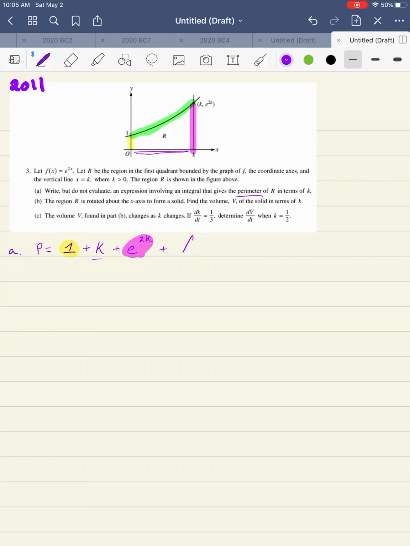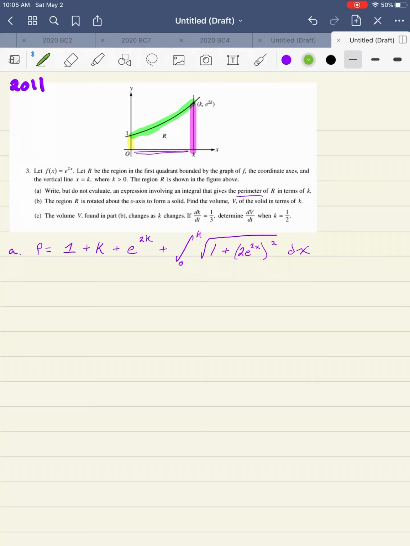So you got to know the arc length formula. So it's the integral from 0 to k of the square root of 1 plus the derivative squared. So remember your formula is this. It'd be dy dx, quantity squared dx. So the derivative of e to the 2x here is going to be 2e to the 2x. And I would leave it literally just like that. Don't try to simplify it. There's no point in doing that.